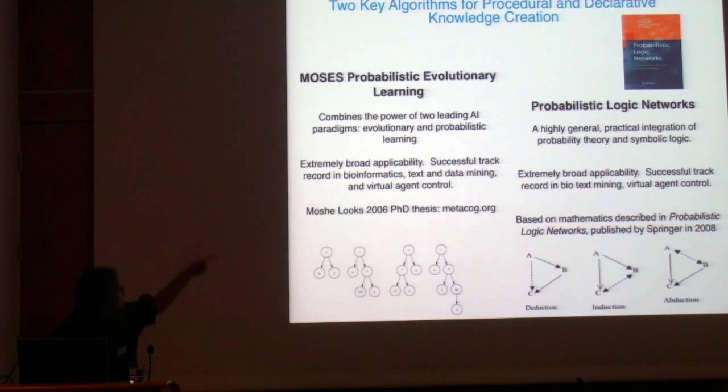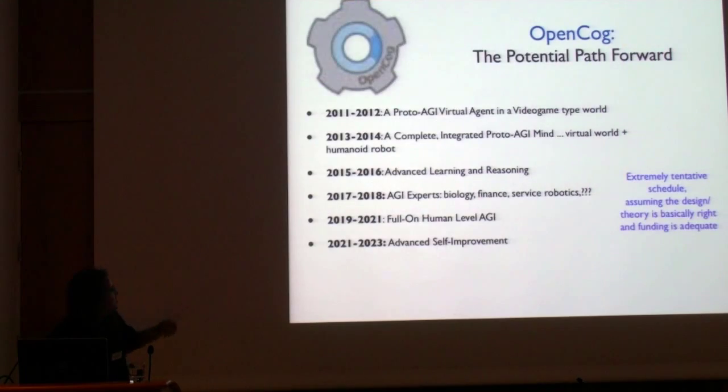And the two biggest AI components here you could read about separately. The probabilistic logic engine is in a book from Springer a few years ago, Probabilistic Logic Networks. Procedure learning is handled by the MOSES probabilistic evolutionary learning algorithm, which is from Moshe Looks's 2006 PhD thesis from Washington University at metacog.org. Each of those is actually a big story unto itself that I'm not going to tell now.